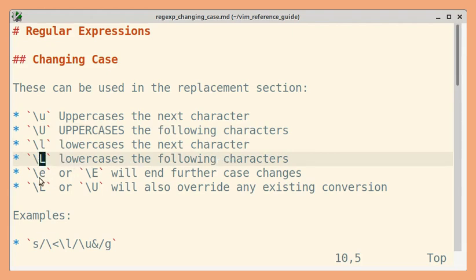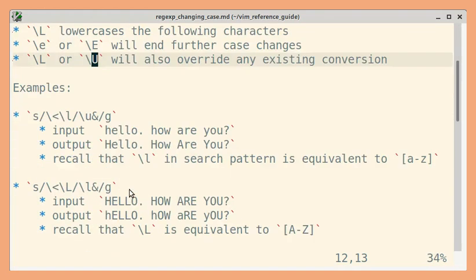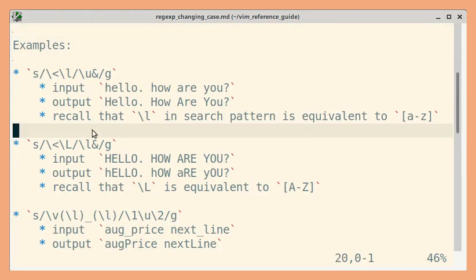characters. By using backslash and lowercase e or uppercase E, you can stop case conversions. You can also use backslash and uppercase L or uppercase U to change further conversions. In other words, this will override the existing conversion. Let us see a few examples.